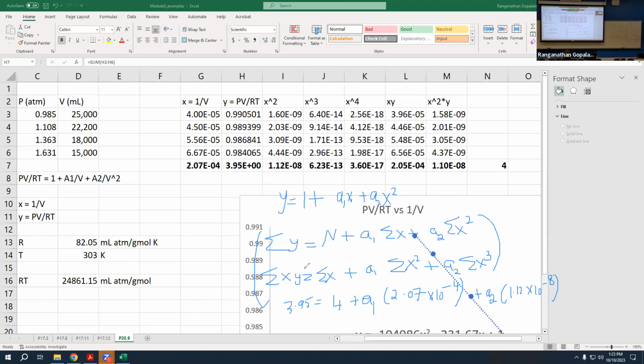And then what is my second equation? 2.05 times 10 to the minus 4 equals 2.07 times 10 to the minus 4 plus a1 times 1.12 times 10 to the minus 8, plus a2 times sigma x cubed, which is 6.23 times 10 to the power minus 13.